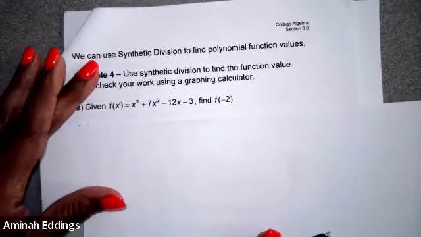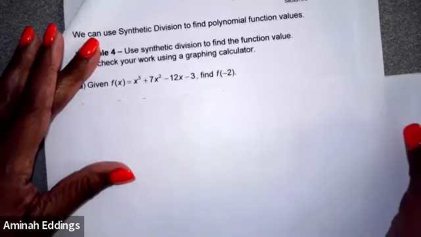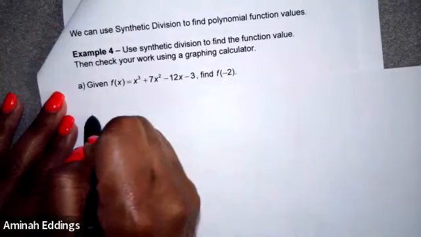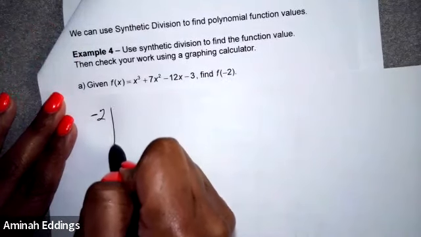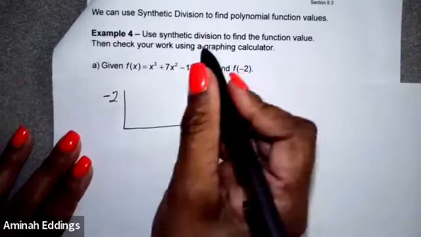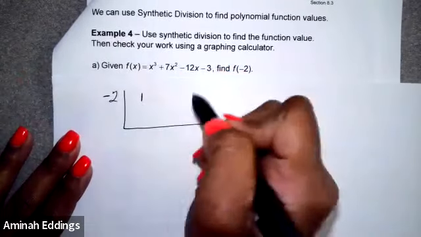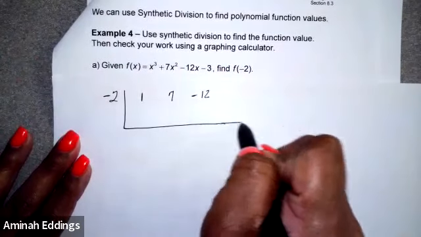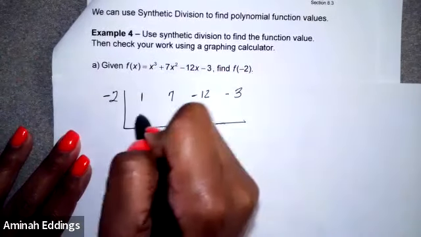Are we missing any variables? Okay, we good? So then we put -2 on the outside. What goes on the inside? 7, -12, and -3. And we start our process.